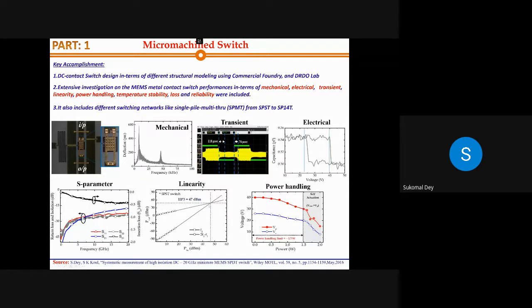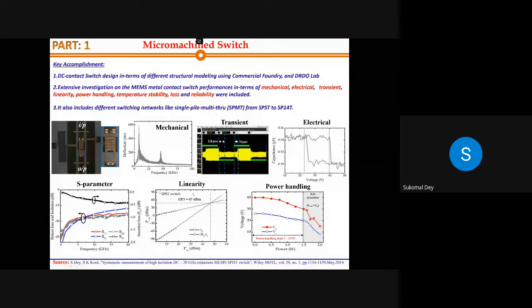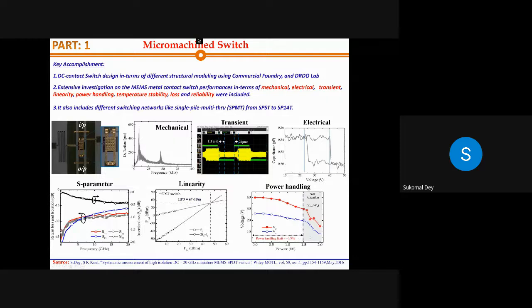If you compare with any other solid state counterparts, you can see that this number is really good. Then come to the power handling. You can see that this particular switch can handle up to 1.5 watts of power. The red color shows the actuation voltage. As you keep giving different powers, because of the beam quality, or the strength of the beam, self actuation happens at nearly 1.5 watts of power.